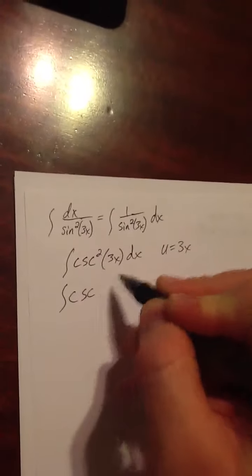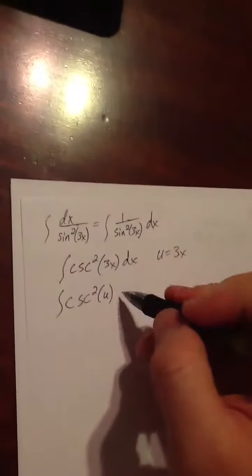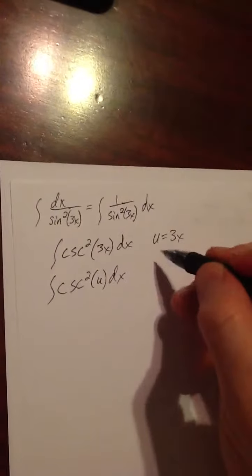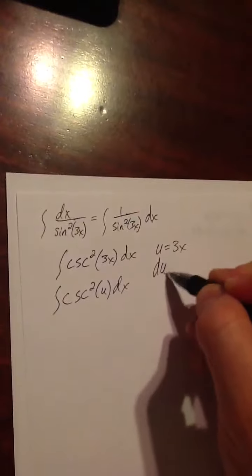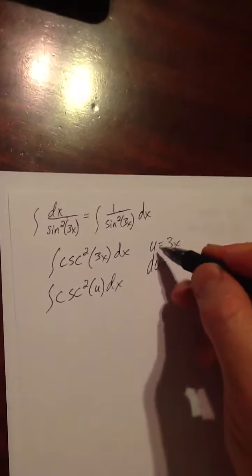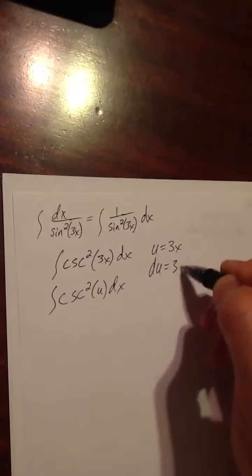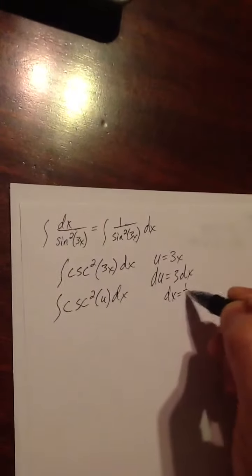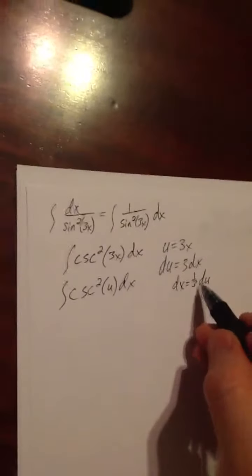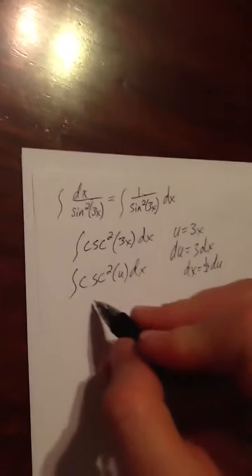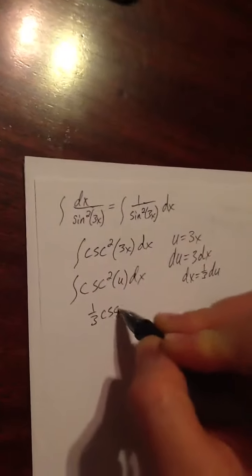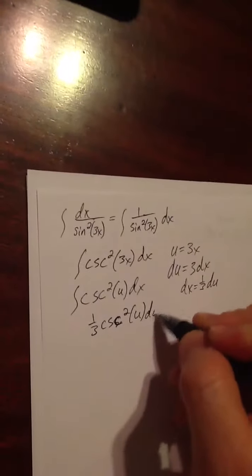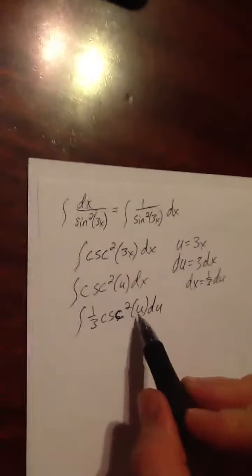And this is basically how you got to do it. You just got to play with it and try something and hope that it works. Like I said, it's like when you first learn to factor. So the derivative of that is du equals 3 dx. So dx will equal 1/3 du. Plug that in. So I have 1/3 cosecant squared of u du. And I can integrate that.